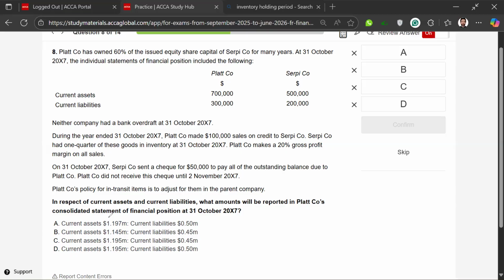So let's make this question simple. When it comes to the current assets and the current liabilities, we simply need to add these two. That is the first simple step. The assets of the parent and the subsidiary are added. Once this point is done, then we can move on to the adjustments. Okay, so that is easy. When we make the consolidations, when we make the group accounts, the assets and the liabilities are added. That's the first part.